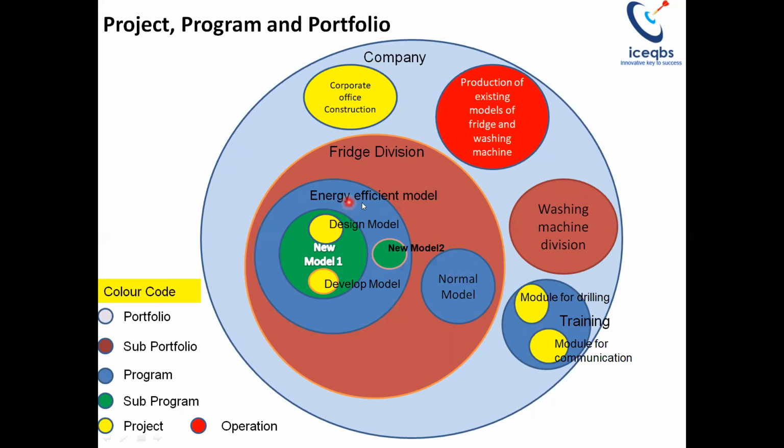of developing the energy efficient model, we have two sub-programs running, one for developing new model 1 and the second one for developing new model 2. And within the new model 1 development sub-program, we have two different projects. The first one for designing the model 1 car and the second one for developing the model 1 car. So we can find that within the sub-portfolio, we have a program. Within a program, we have a sub-program, and within a sub-program, we have related projects.